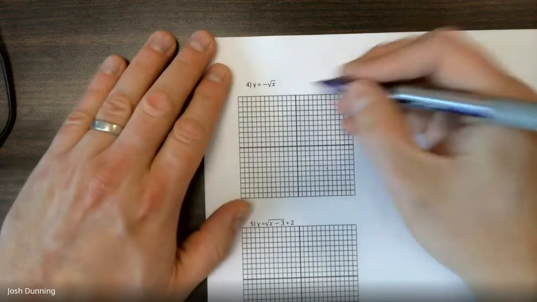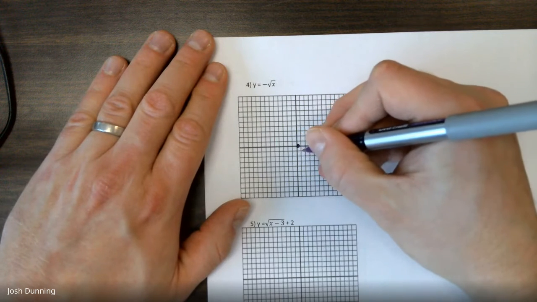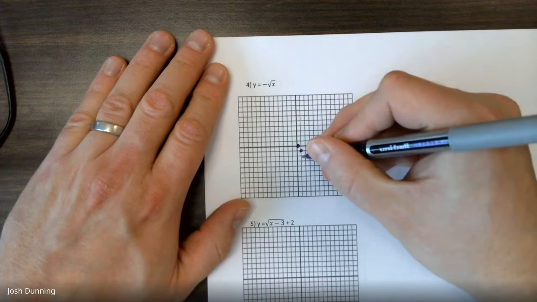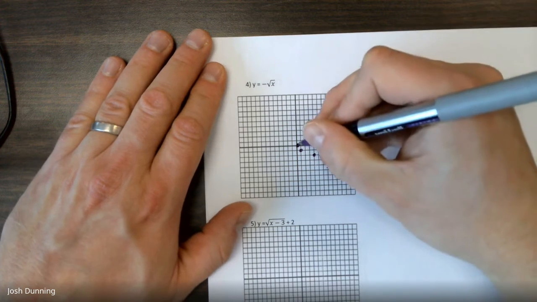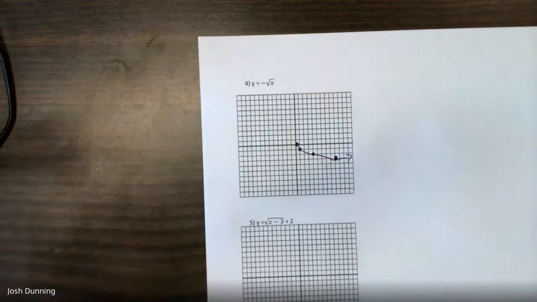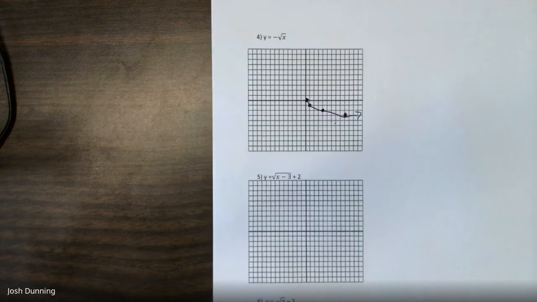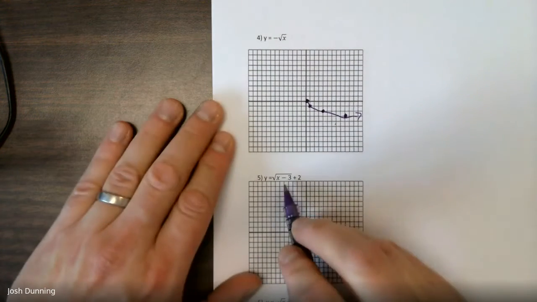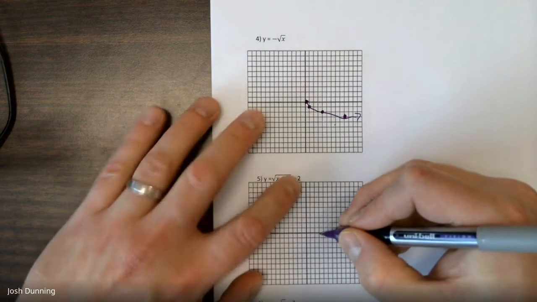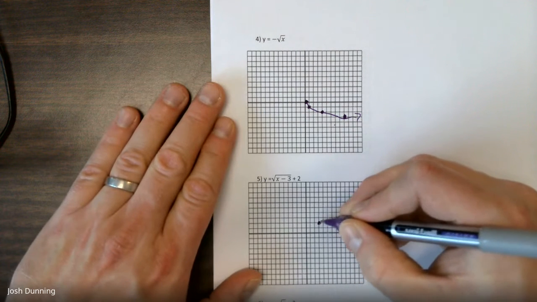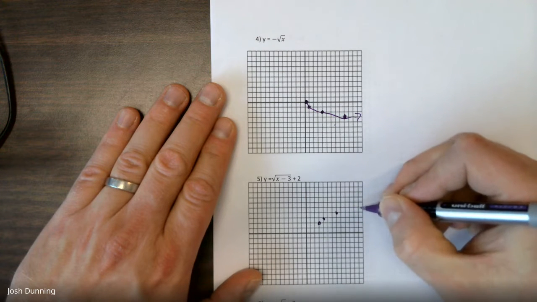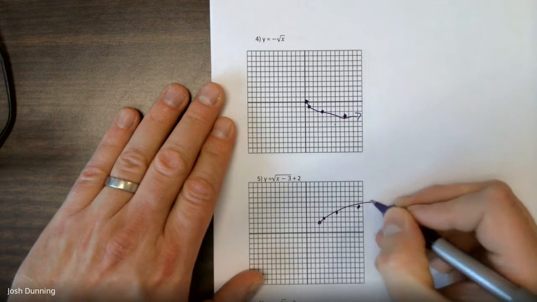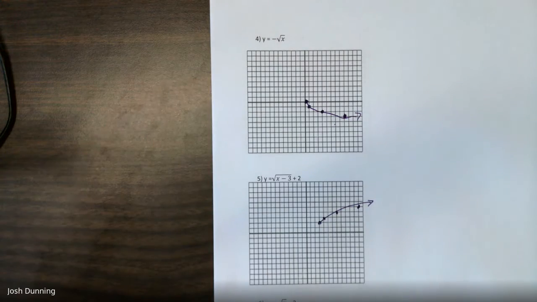Negative out front with no other shifts. Over 1, down. Down 1, over 3. Down 1, over 5. Combinations still work. Minus on the inside is right 3. Plus on the outside is up 2. And then just that same pattern. There.